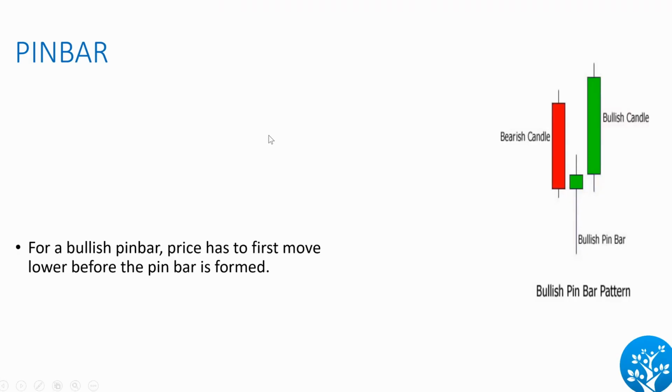For bullish pin bar, price has to first move lower before the pin bar is formed. If you want that bullish pin bar to work, the price before it has to be falling down, and then you see a bullish pin bar. That is a good sign. That means it can reverse.